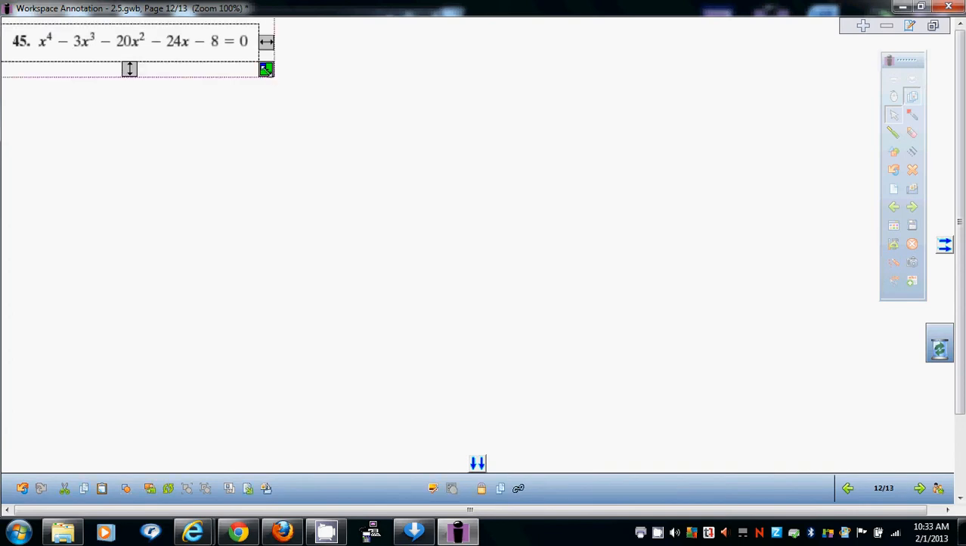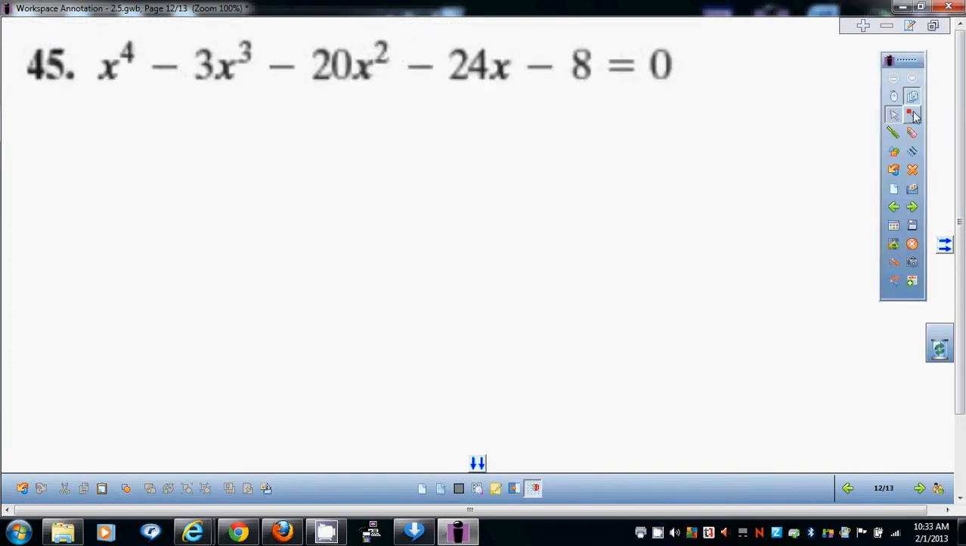First things first, I'm going to construct my P over Q list. Well, let me get my P's first. My P's are going to be 1, 2, 4, and 8, positive or negative. And what are my Q's? Oh, just 1. Well, that's lucky. I didn't choose this one because it would be easy.